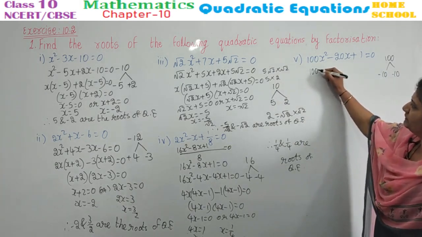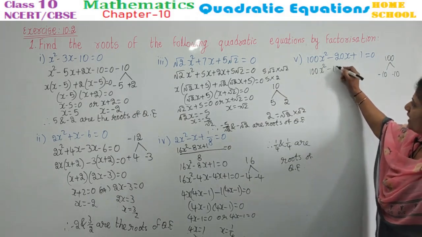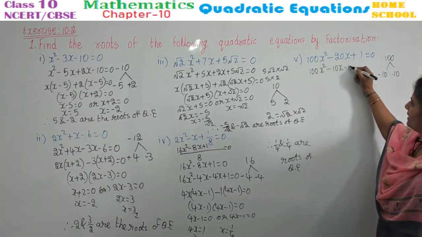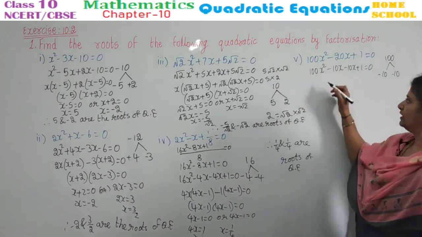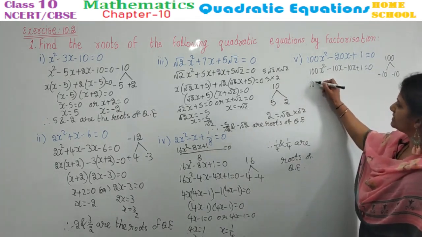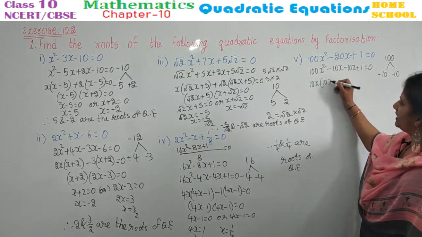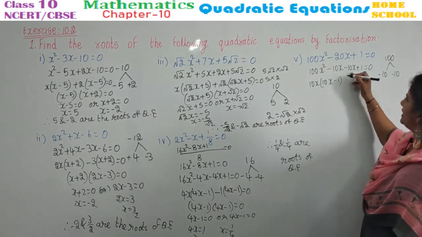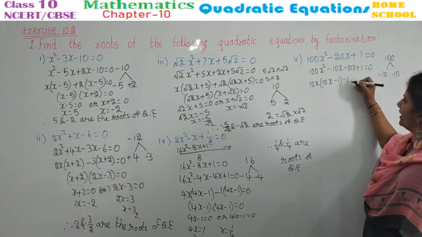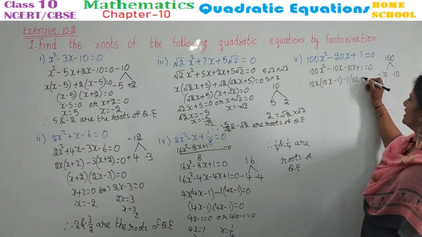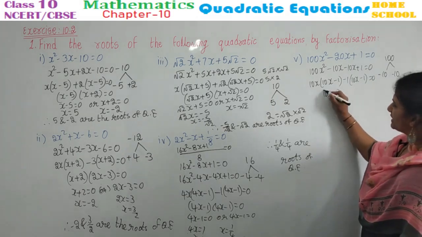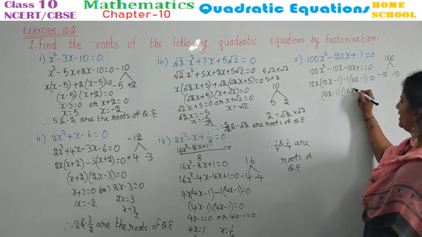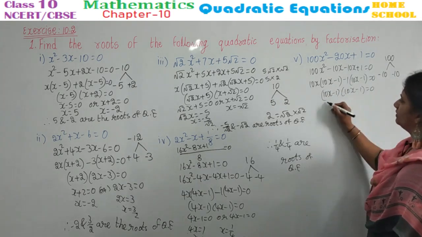Split the middle term. 100x square minus 10x minus 10x plus 1 equal to 0. Take out common. 10x is common, 10x minus 1. And in these two, nothing is common. So write it as 1 and change sign. In these two, 10x minus 1 is common. So again, you can see equal roots here.